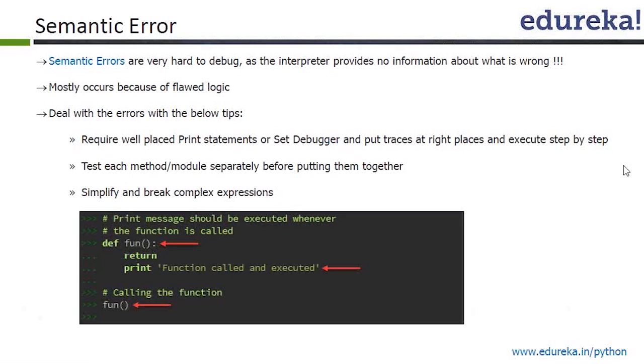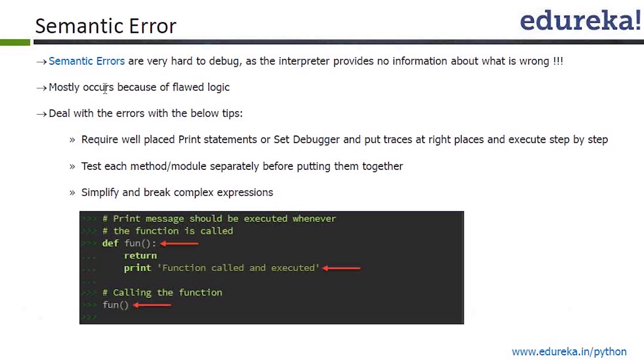Okay. So semantic errors are very hard to debug as the interpreter provides no information about what's going wrong. Mostly it occurs because of flawed logic. Like I told you, right? I mean, if you wanted to print A and then you printed B, that's not a problem with the machine, or that's not a problem with Python. You did not write the logic properly.